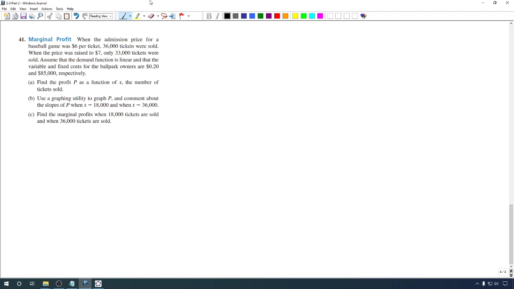This is 41 from an old version. It's actually very similar to problem 40 in the book, though the numbers are definitely different. But we're talking about a baseball game. We're selling tickets to the baseball game.